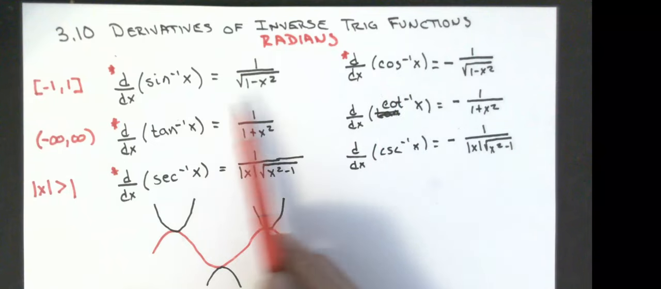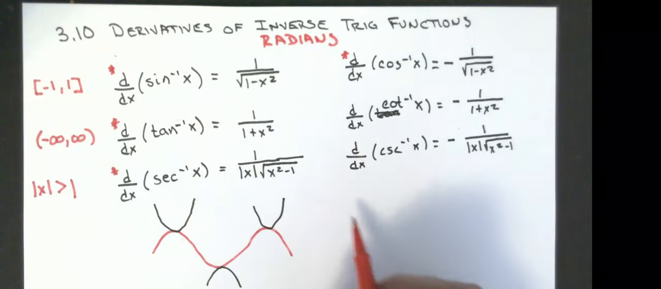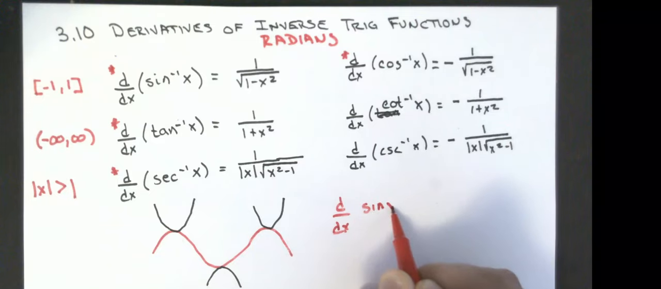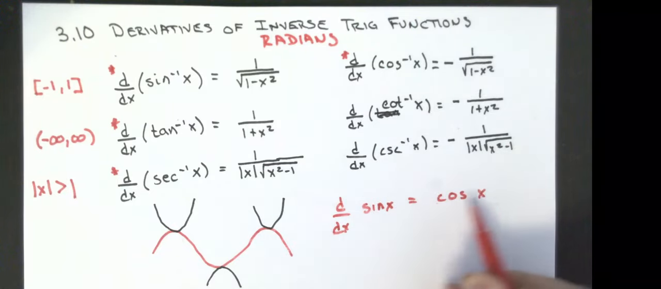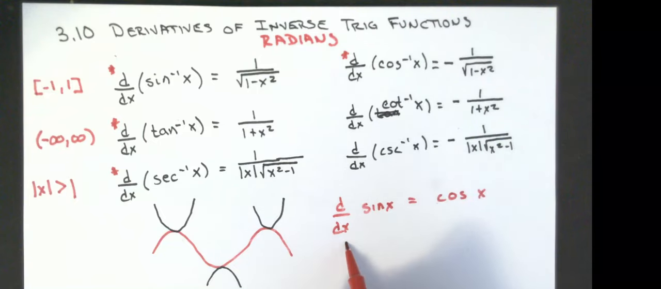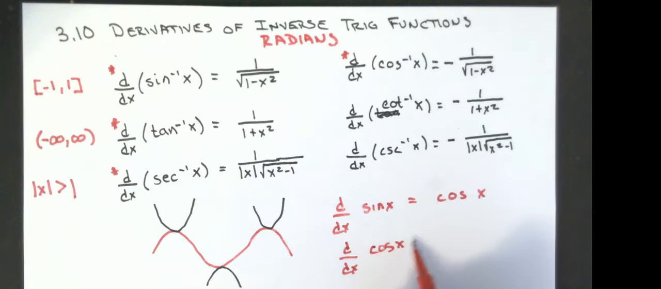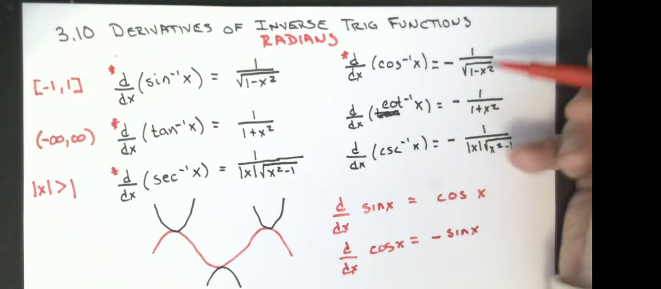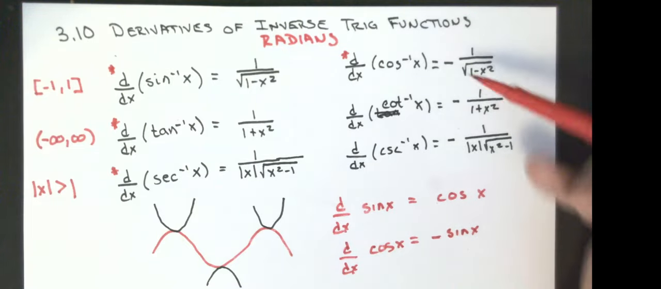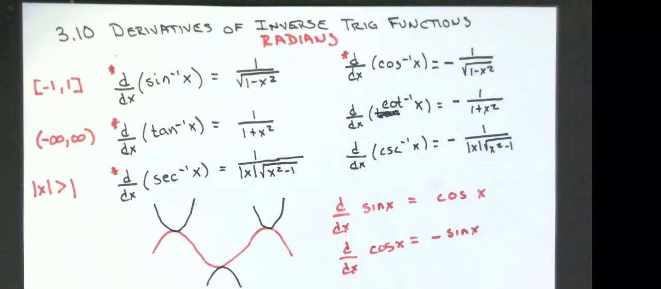Just like our other trig functions, remember that the derivative of sine of x was cosine of x. And if I wanted the derivative of the cofunction, the derivative of cosine of x, I'm going to take the opposite of that original function. I have somewhat similar patterns. It's just going to be negatives of those things on the left.